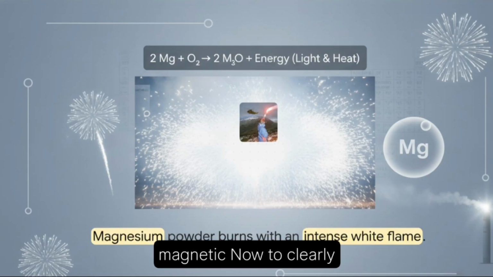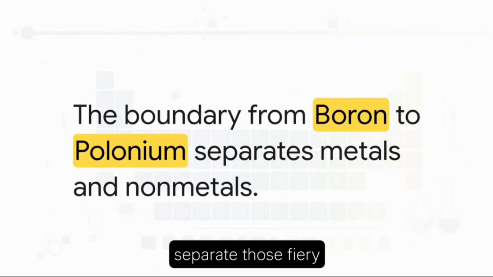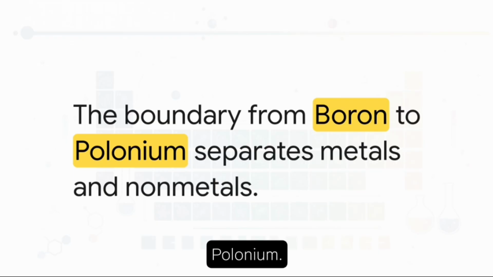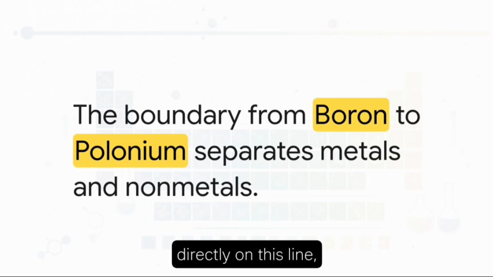emergency SOS flares. Now, to clearly separate those fiery metals like magnesium from the nonmetals, our map has a very specific geographical boundary. We call it the stair-step line. It starts up top at boron and literally steps down all the way to polonium. The elements sitting directly on this line, think silicon or germanium, are metalloids or semimetals. They are nature's perfect middle ground, blending the traits of the 2 extremes.